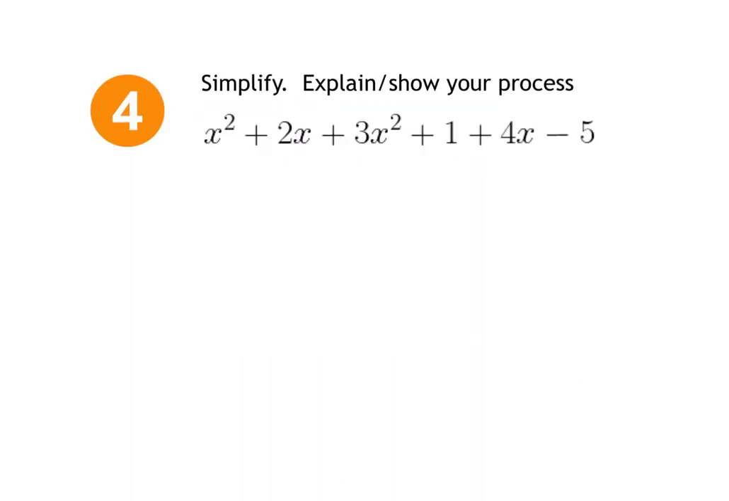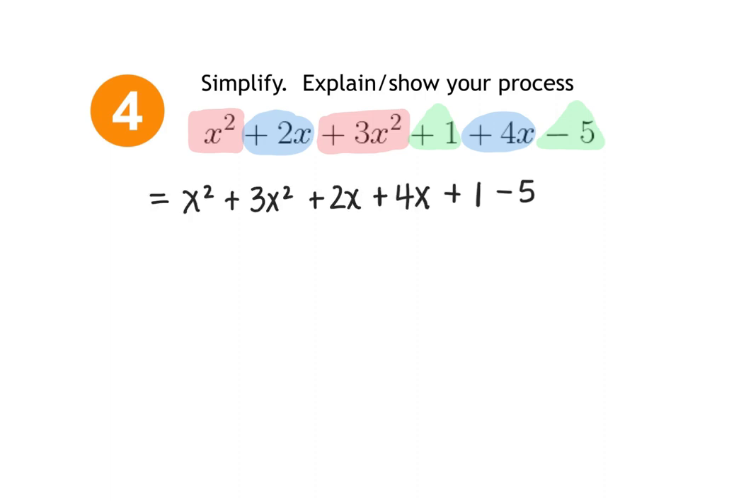Let's begin this question by identifying which terms are like terms. The x squared is like 3x squared. The 2x is like 4x. The positive 1 is like negative 5. We can rewrite the expression so that the like terms are beside each other. This can be referred to as collecting the like terms.